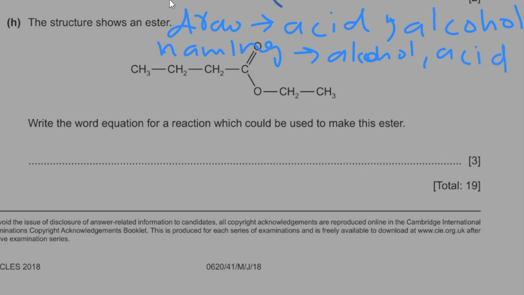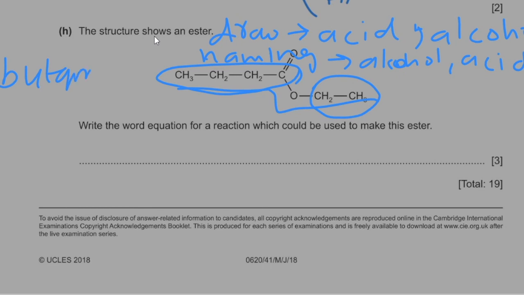If this is the drawing of the ester, that means the second part over here is going to be the alcohol, and this part over here has come from the acid. As you can see, we have 1, 2, 3, and 4 carbon atoms, which means it has come from butanoic acid, and this structure only has 2 carbon atoms, which means it has come from ethanol. Now let's proceed to naming them.